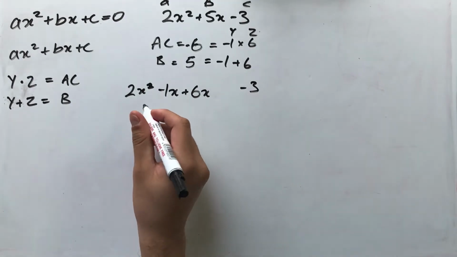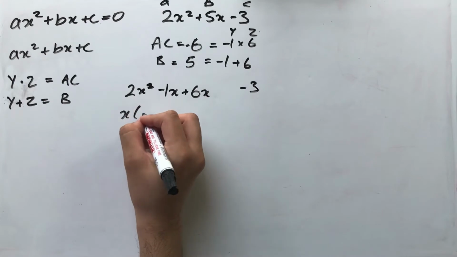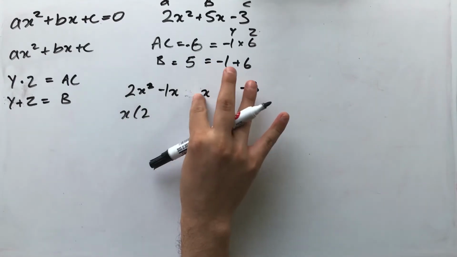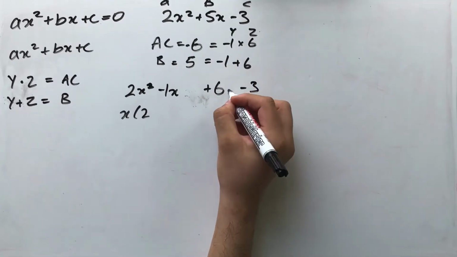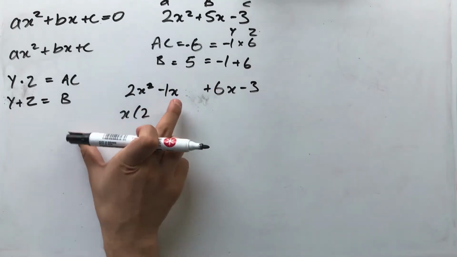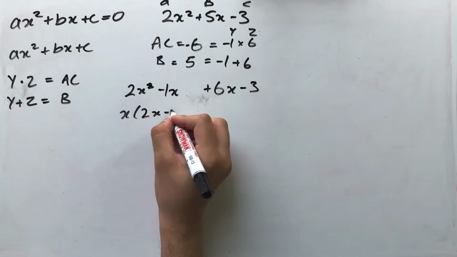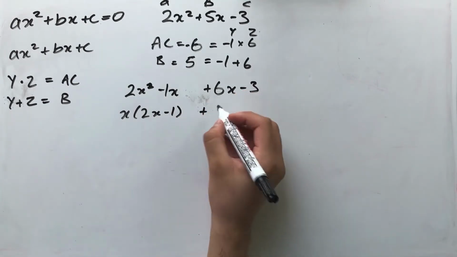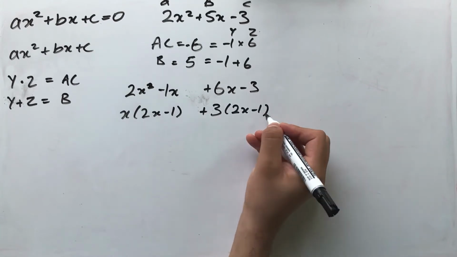And now we have to factorize each pair of terms. So this would become x. You take the x common from these two, right? So to factorize these two terms, I'll split it up, plus 6x. So think of it like that. We can take the x common from these two, so it becomes 2x minus 1. And on this side, you take a 3 outside, so it becomes plus 3 times 2x minus 1.